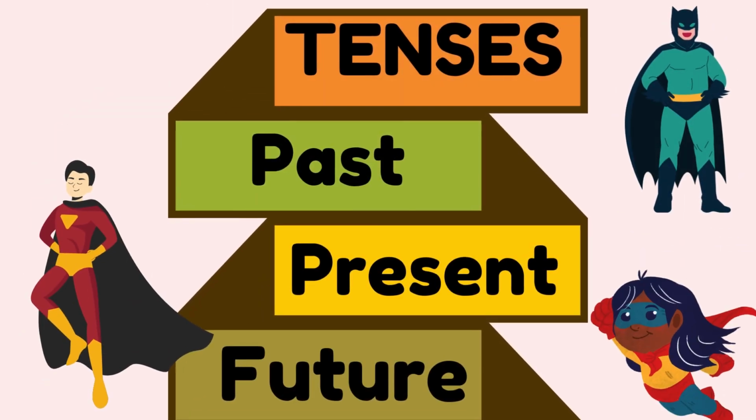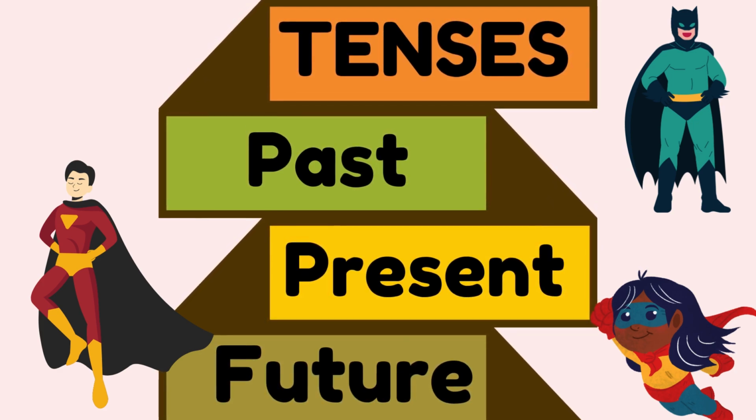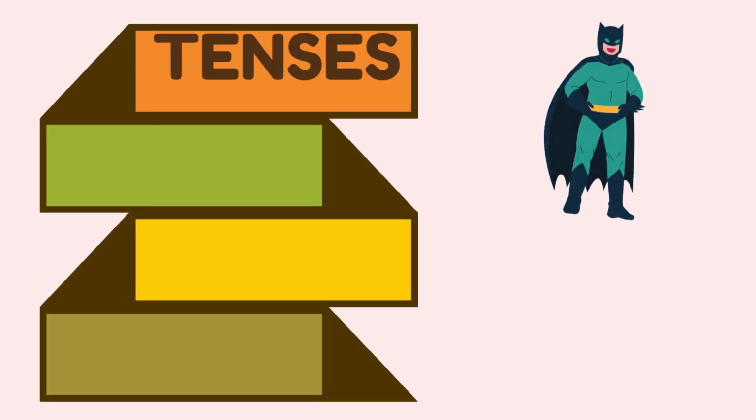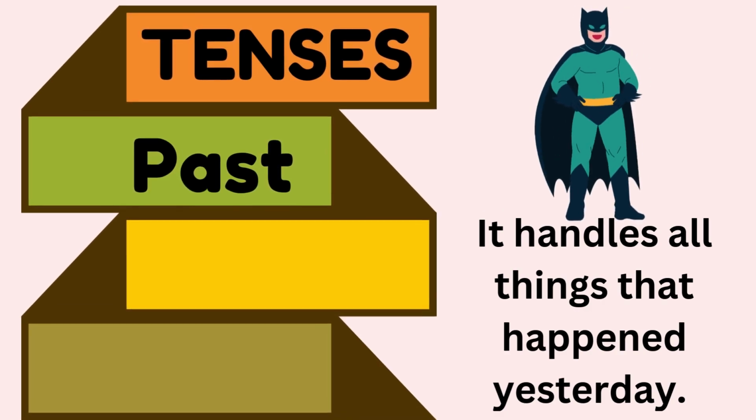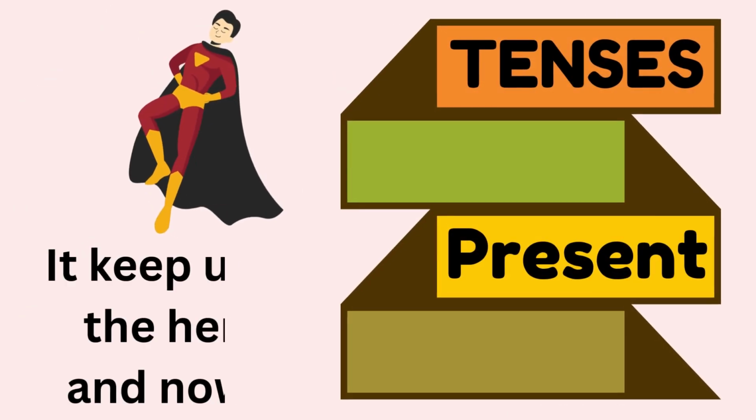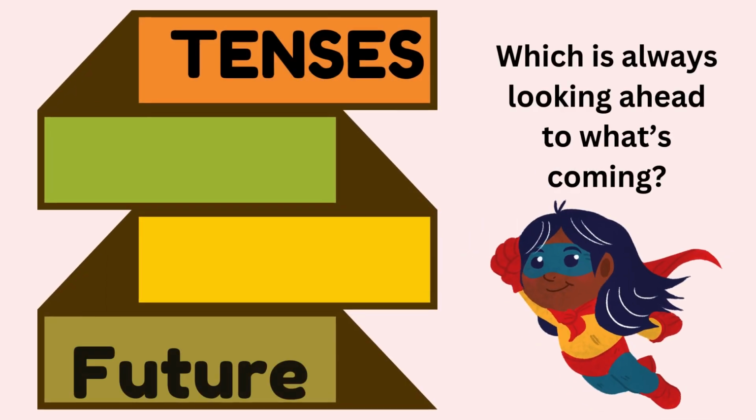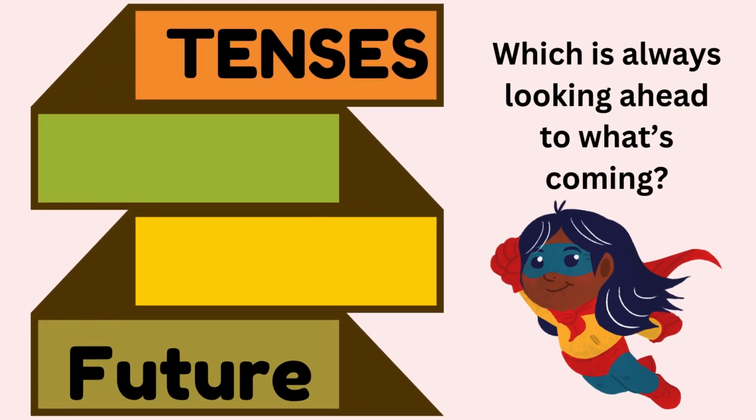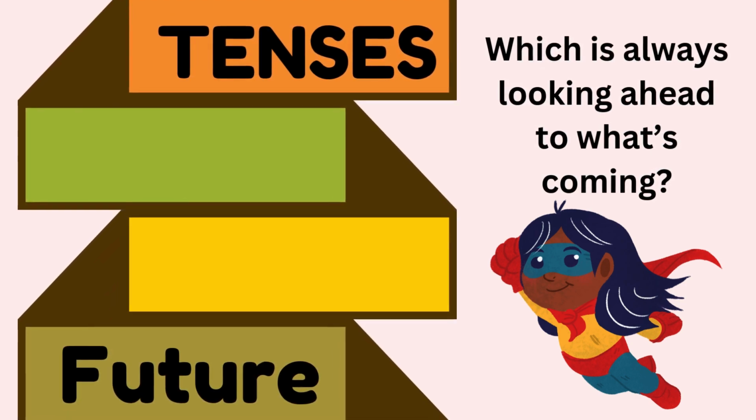Alright, so tenses are like the three superheroes of grammar. They each have their own superpower. We've got the past tense, which handles all the things that happened yesterday, the present tense, which keeps us in the here and now, and the future tense, which is always looking ahead to what's coming. Let me explain with another example.